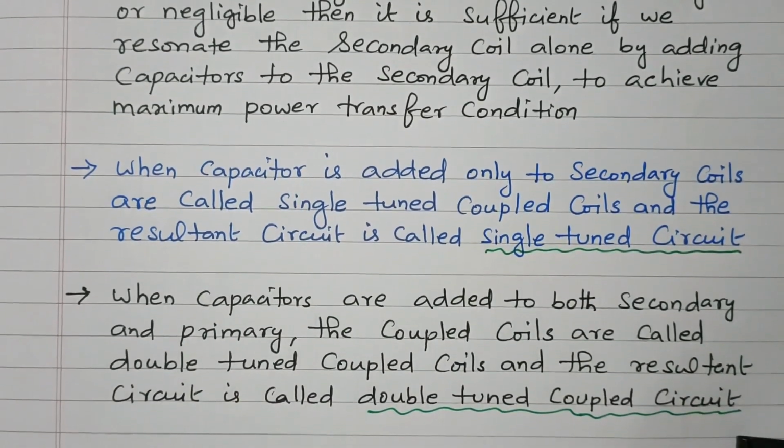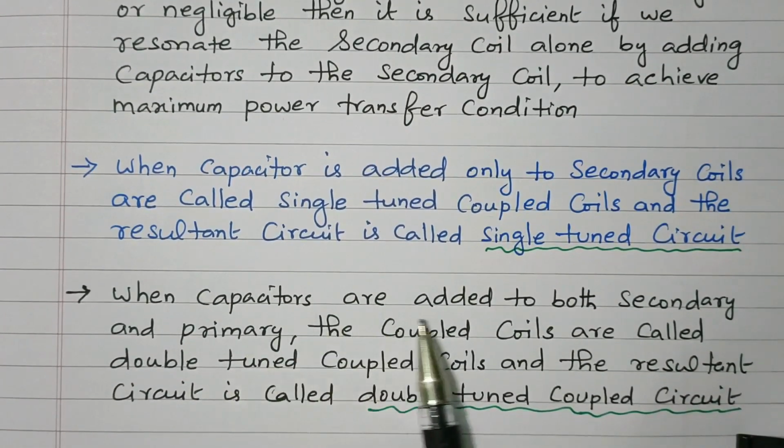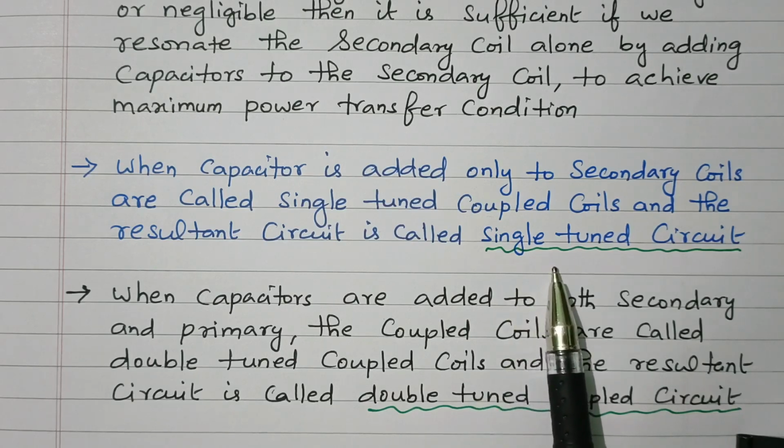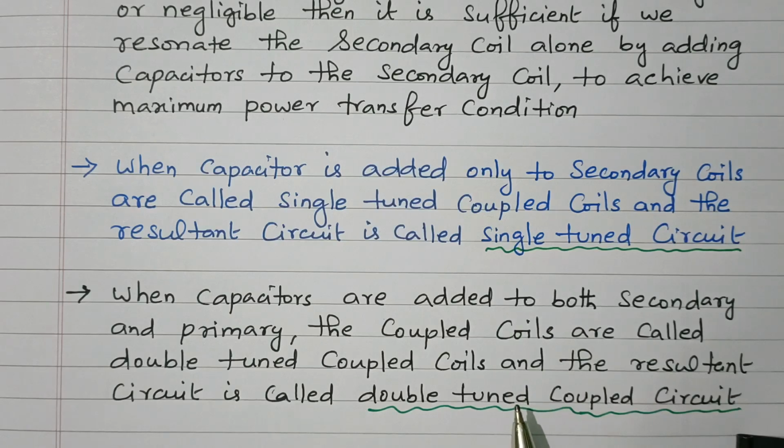Then we will see the double tuned circuit. When the capacitors are added to both secondary and primary, the coupled coils are called the double tuned coupled coils. The resultant circuit is called a double tuned coupled circuit. So by adding the capacitor in primary and secondary, we can get the resonant condition. If we add the capacitor only in the secondary coil, then it is called a single tuned circuit. By adding capacitors both in primary and secondary, it is called a double tuned coupled circuit.